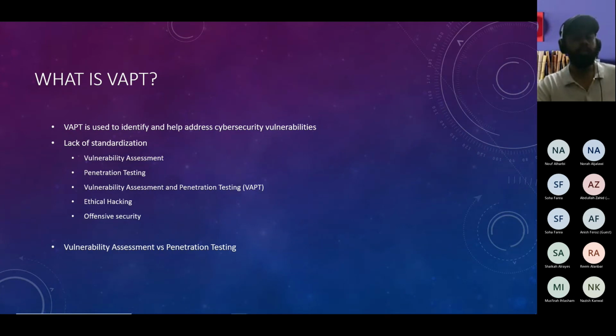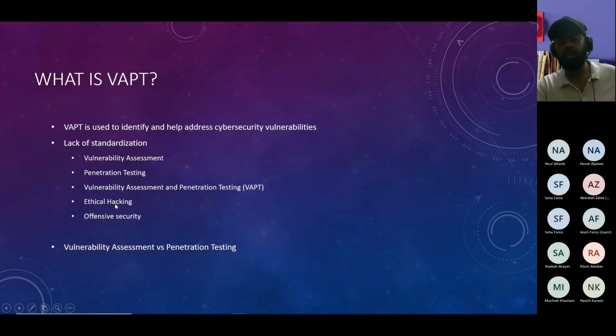But we know our field and we guide them: okay, do you want vulnerability assessment or pen testing? Vulnerability assessment is just a scanning of vulnerabilities. Penetration testing is scanning plus exploitation. Vulnerability assessment and penetration testing are often treated as the same thing, because after vulnerability assessment there is penetration testing. Both of these mean that you have to do vulnerability assessment and then you have to do the exploitation.